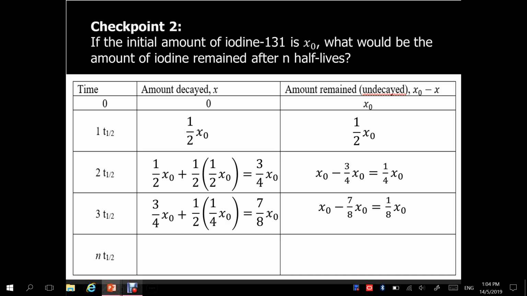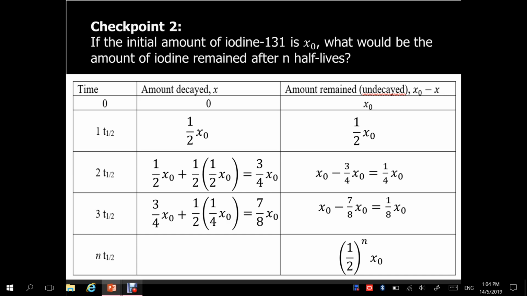Okay, let's take a look at this column. This one is easier: the amount that has remained. One half-life is half x naught. Two half-lives is 1/4 x naught. 1/4 is half to the power of 2. When it's three half-lives, it is 1/8, which is half to the power of 3. So when it's n half-lives, looking at the pattern, it should be half to the power of n times x naught atoms or elements or amount that remains.